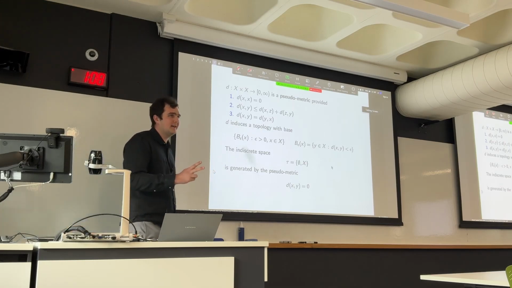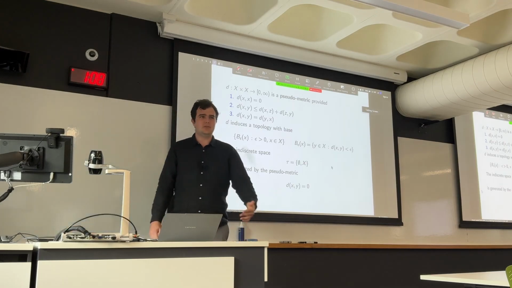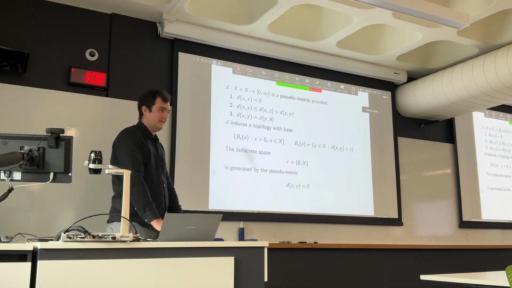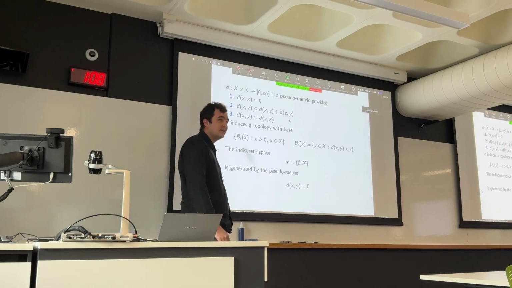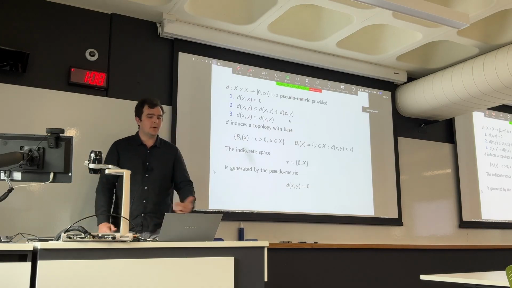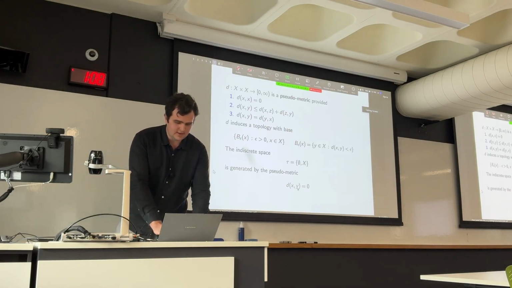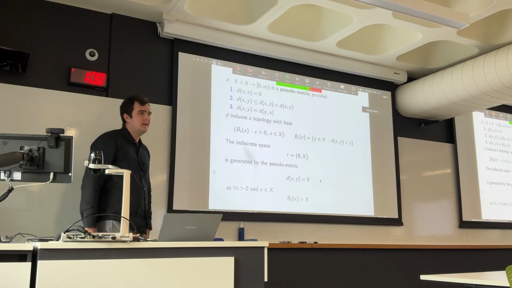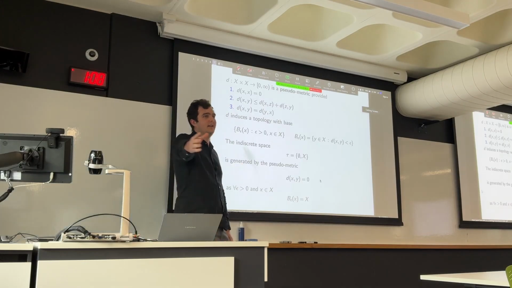Yes, the distance between x and x is 0. It satisfies triangle inequality, yeah. 0 is less than or equal to 0 plus 0, and it's definitely symmetric. And also it does generate the indiscrete space, because if you look at any one of your balls, for any x and any epsilon bigger than 0, the ball is just the entire space.